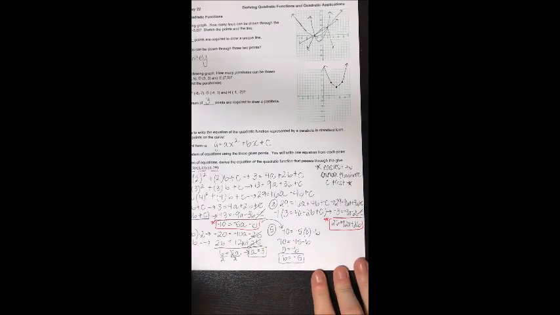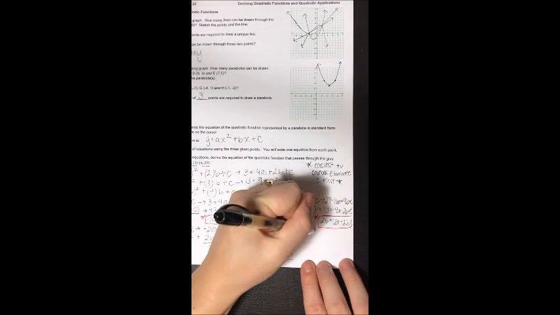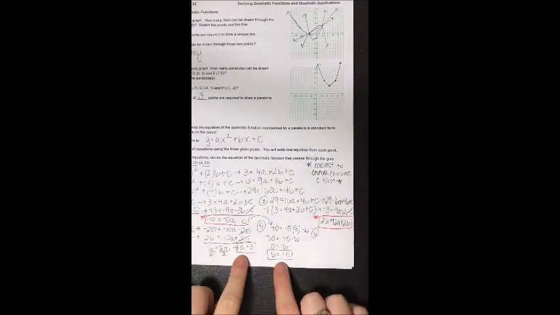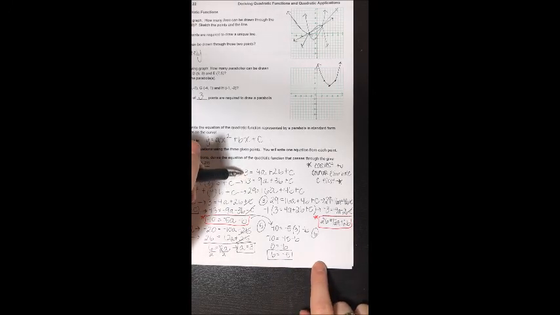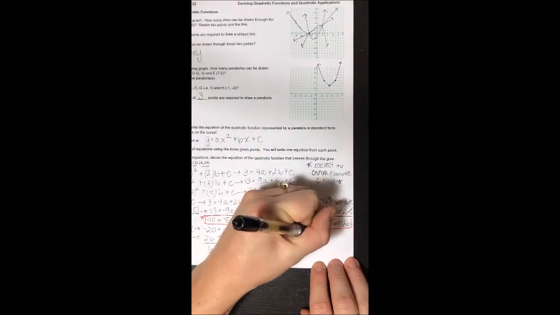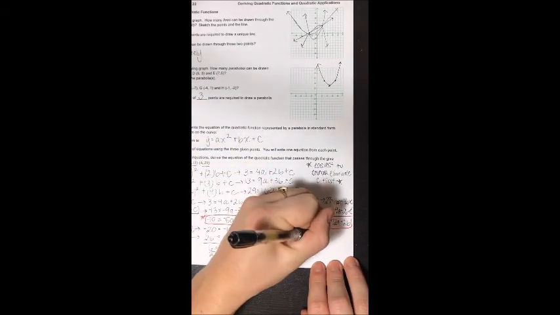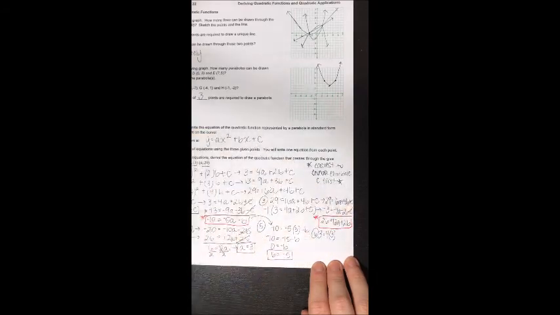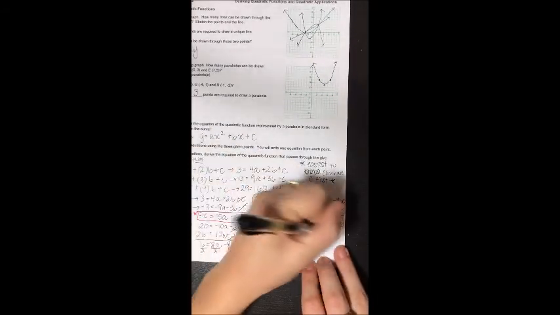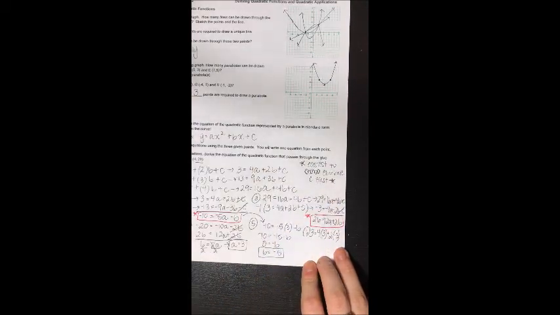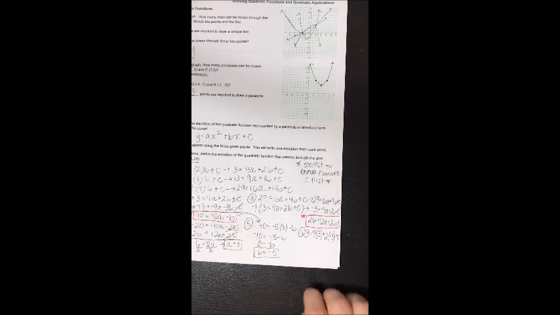Awesome. Now for my very last step, I just plug in my a and b into one of my 3 original equations. Doesn't matter which one I choose, so I'm just going to choose the first one. I have 3 equals 4a, well, for a, I'm going to substitute 3, and plus 2b, well, b, I'm going to substitute -5, and then plus c.